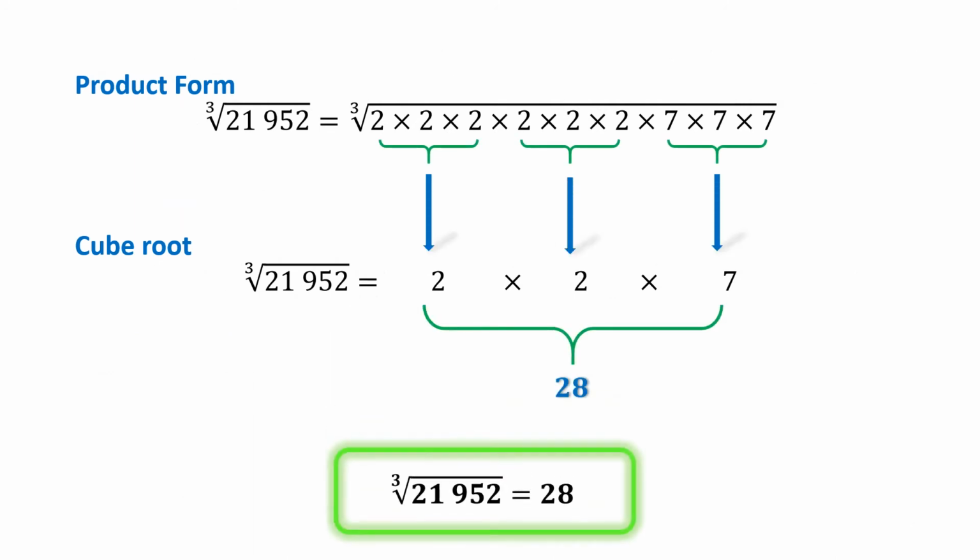So, the cube root of 21,952 can be written as a product of its factors inside the cube root sign. And we can write each group of 3 similar numbers as one number outside the cube root sign. And all numbers that we bring out from the root sign should be written in product form as shown. Here we have two groups of 2 and one group of 7 inside the cube root sign, so we bring outside two 2's, one for each group, and one 7 and write them in product form. And when we multiply them we have 28 as a result, so the cube root of 21,952 is 28.